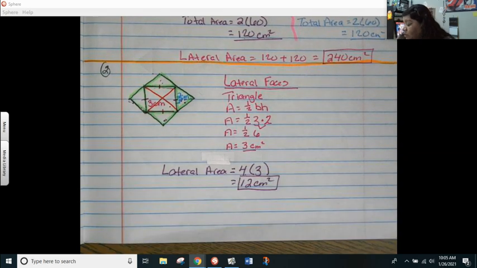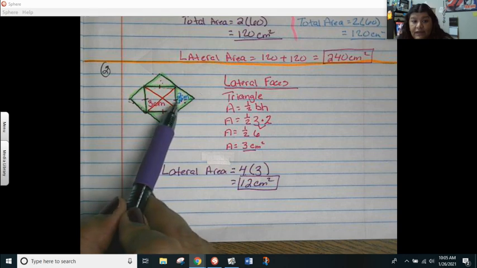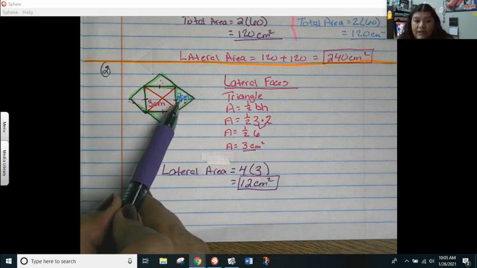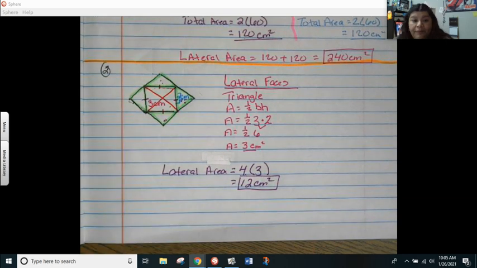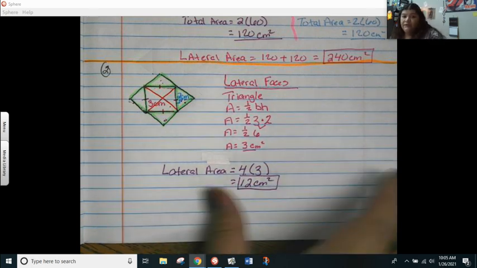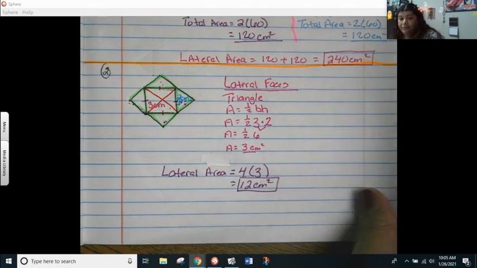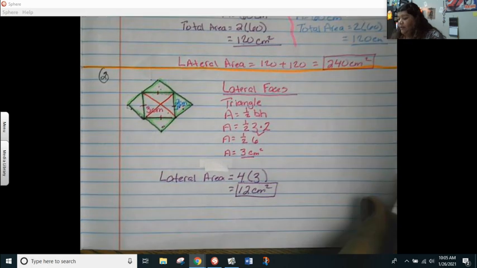Okay, so the lateral area is 12 because each one of these triangles has an area of 3 centimeters. So 3, 6, 9, 12. You're done. Okay, don't do the base. You're done. Now, if I wanted the total area, I would include it. But if it said lateral, you're just doing the faces and you're good. Okay, you got that down?